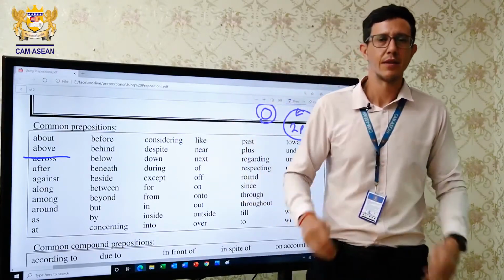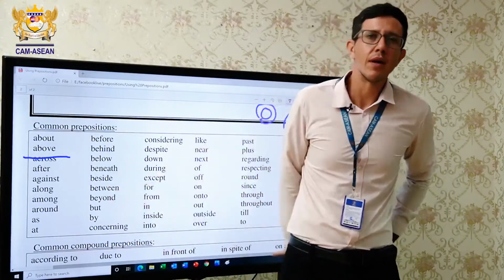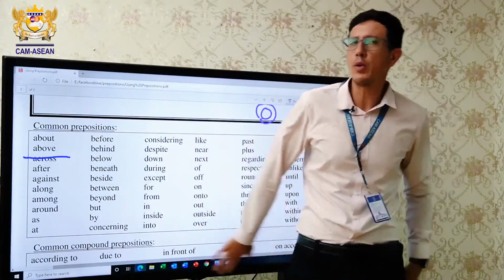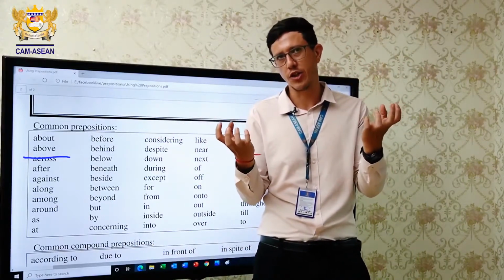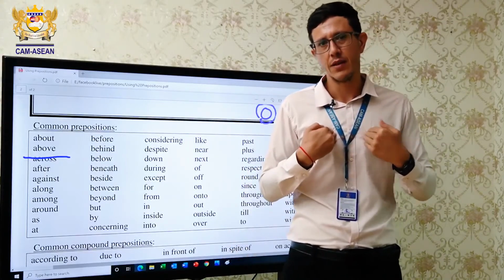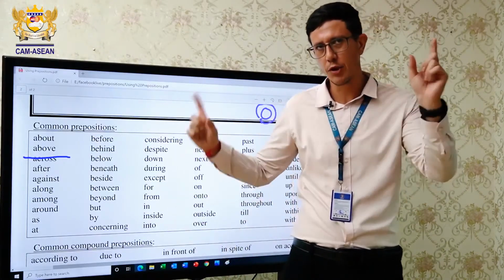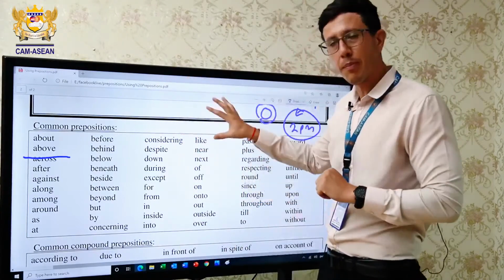Behind. So the TV is behind me. Remember, all of these words are to talk about relationship. I need two things to have a relationship. So the TV is behind me. Me, TV, two things. Describe the relationship. Remember, that's all prepositions are for.